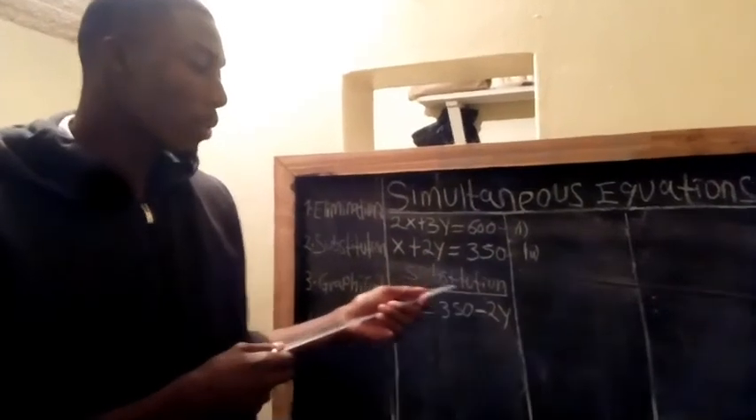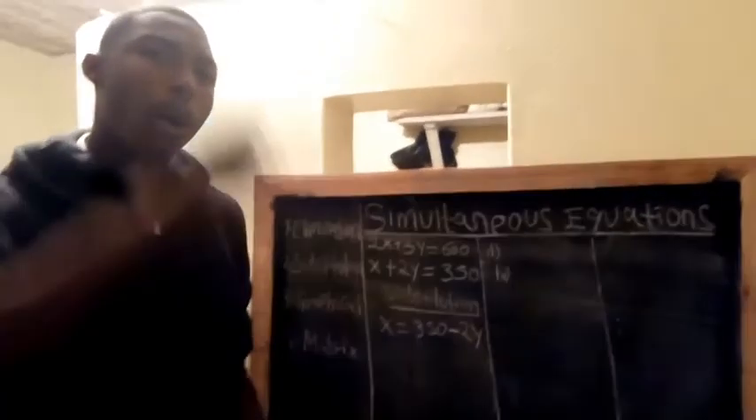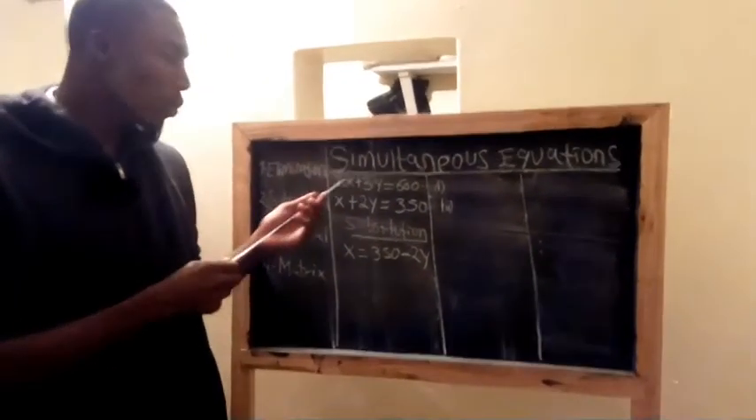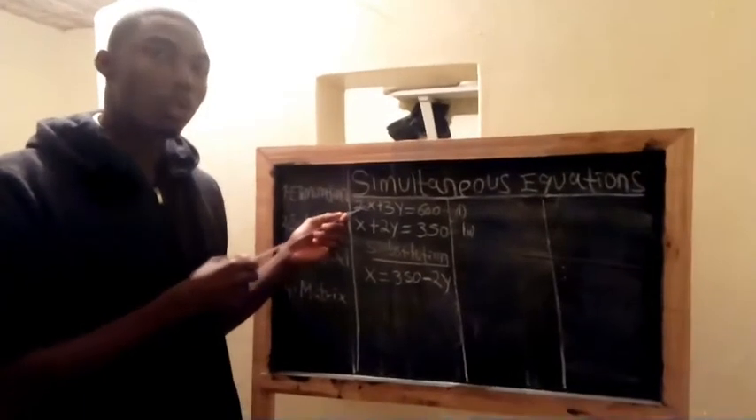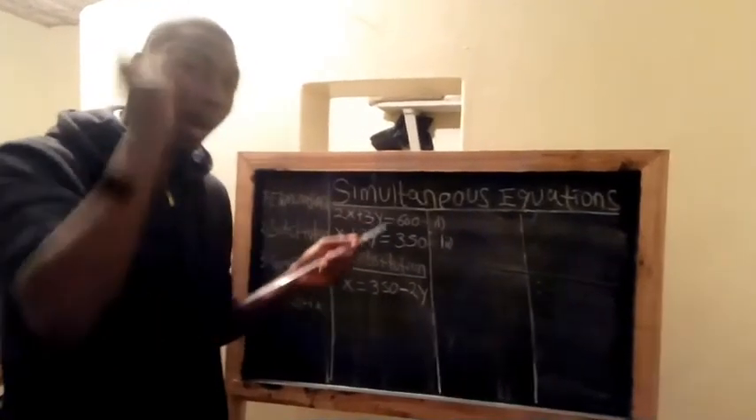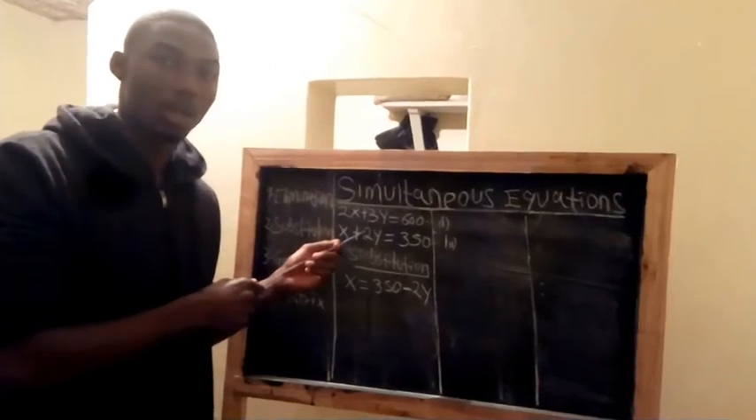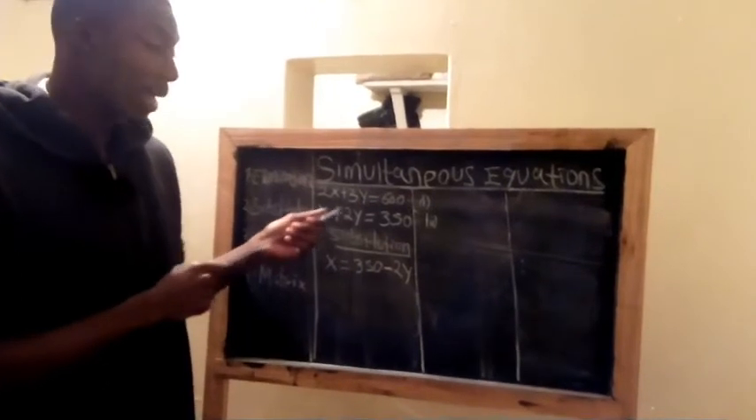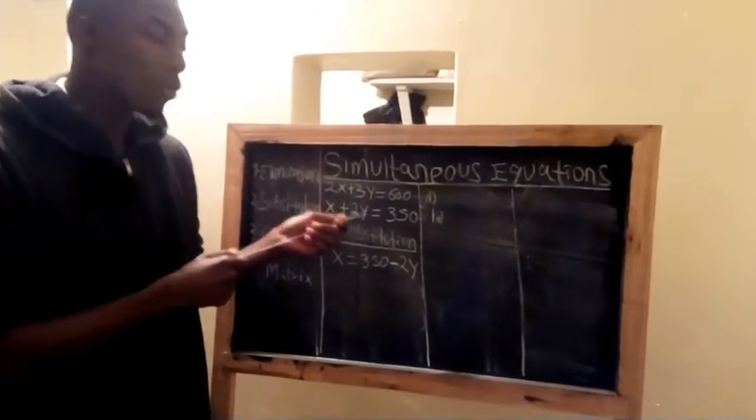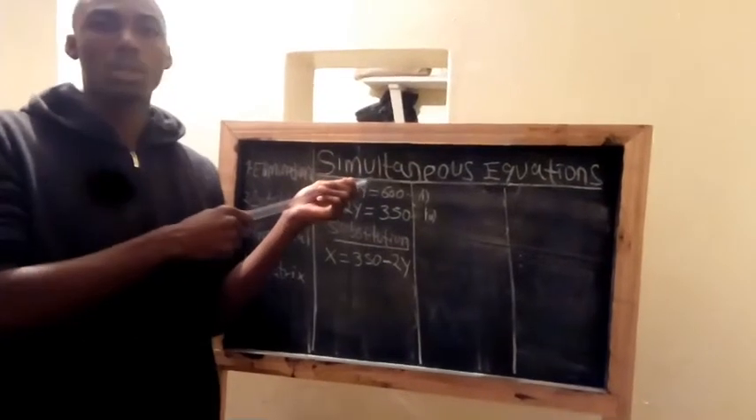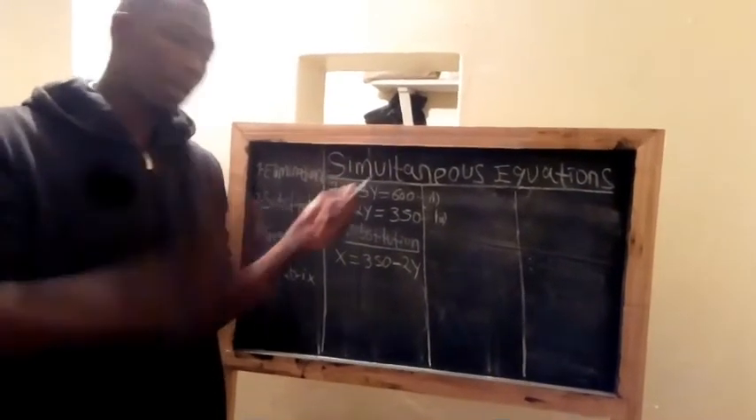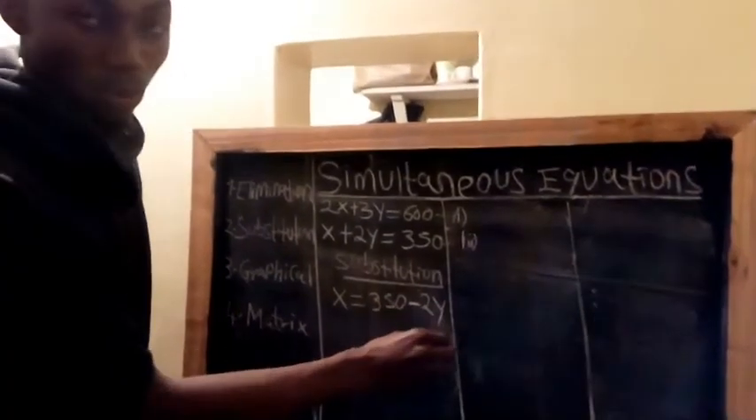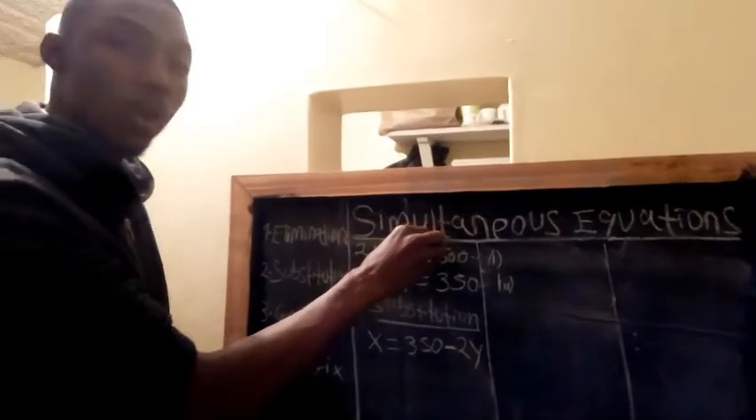Now what do you do? Because we are using a method called substitution method, you now back substitute in the first equation which you didn't use. But if we had used the first equation to make one of the unknowns the subject of the formula, you back substitute in the second equation. But in our case, we have decided to make x the subject of the formula in the second equation. Now when you back substitute in the first equation, don't get confused, please. Okay? Now where there is x, we shall replace with 350 minus 2y. In which equation? In the first equation.